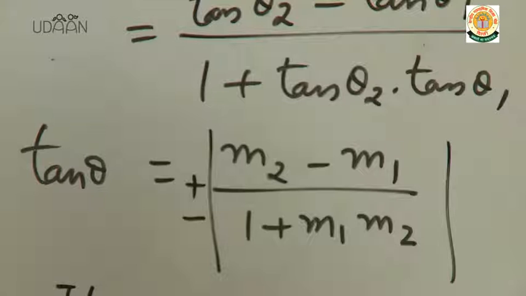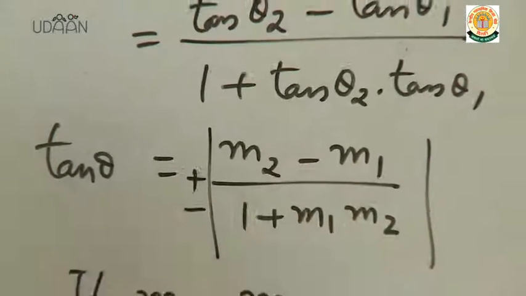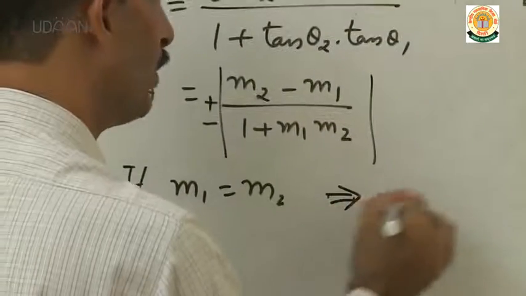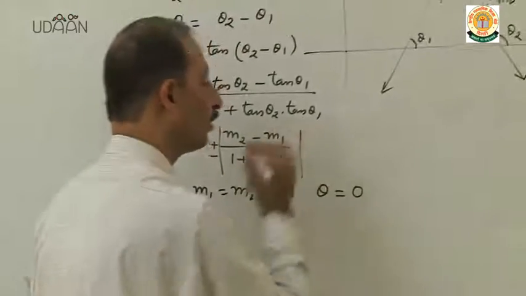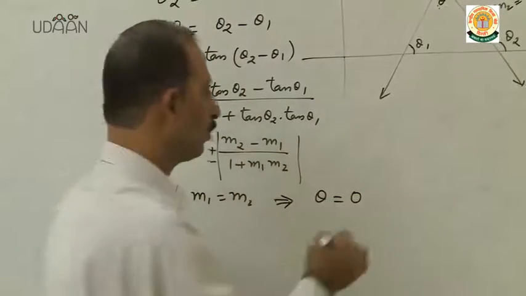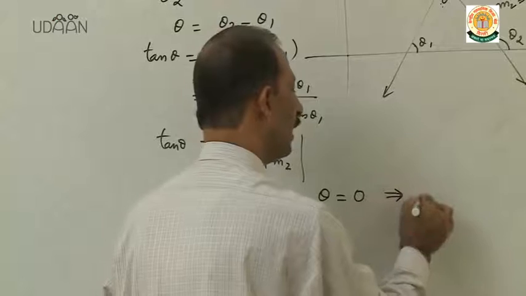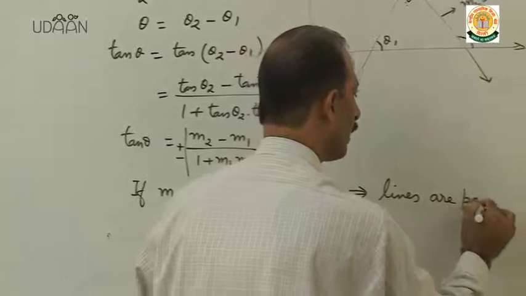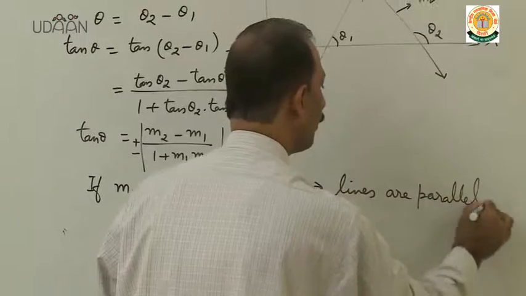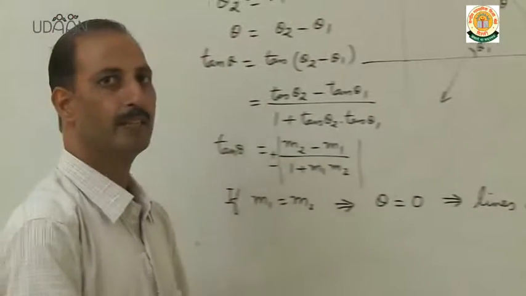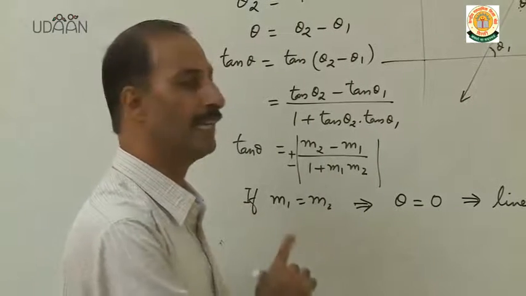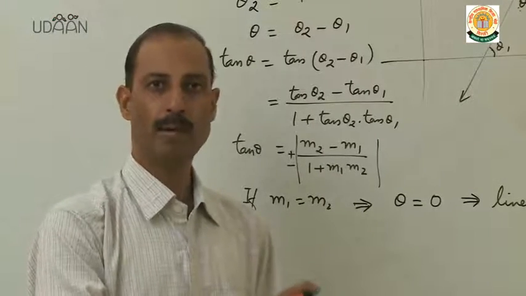Now from this formula, if m1 is equal to m2, then the numerator will be 0. If the numerator is 0, then the value of tan theta will be 0. Tan theta will be 0, then theta will be 0. So you can say the lines are parallel. So this is the condition of parallelism of two lines. Their slopes always remain the same. Lines that have the same slope are always parallel.